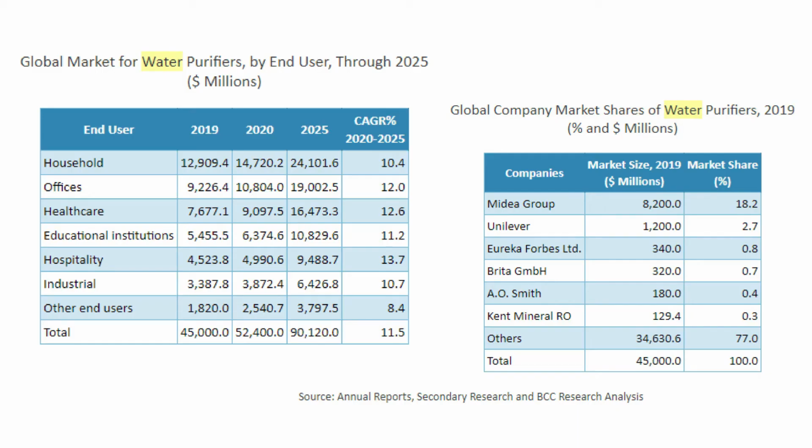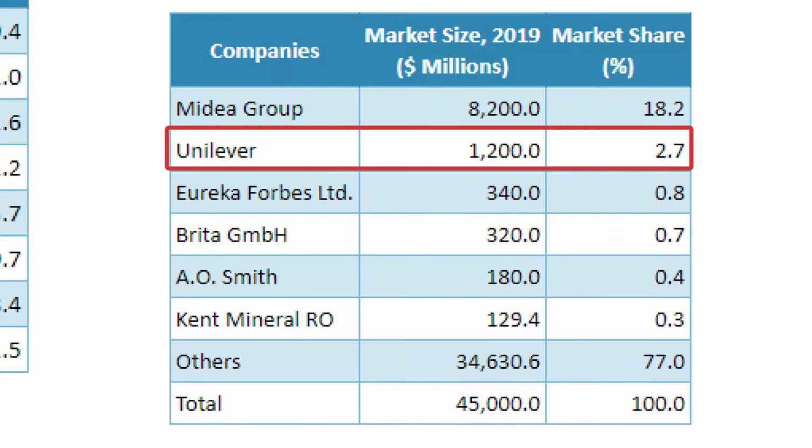Along with the information on end users, these reports can also give us the individual market share of these different companies in the entire industry. For example, Unilever's share in this entire market is 2.7% only, and other companies might have different shares.